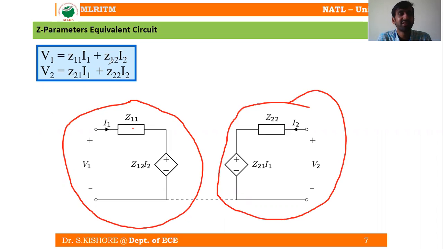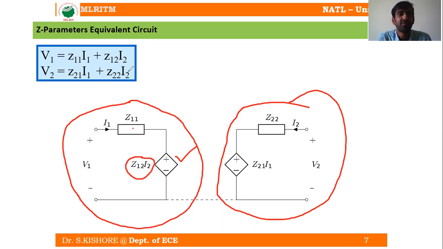And here we are having a Z12 into I2, because the current associated with the input side is I1, but here we are having an I2 into Z12. So that is the reason why I have indicated using a voltage source. So this voltage is nothing but Z12 into I2.